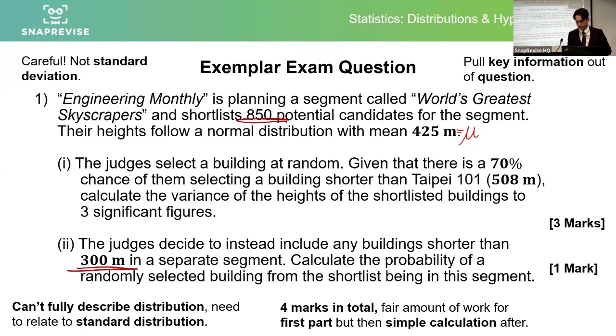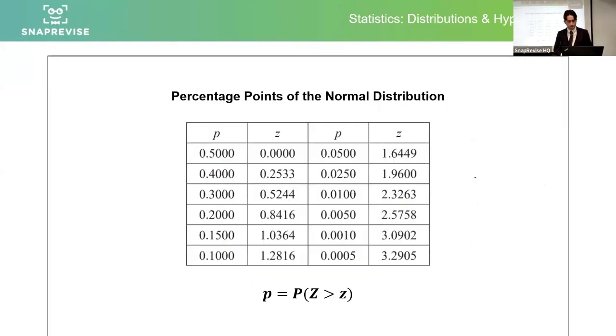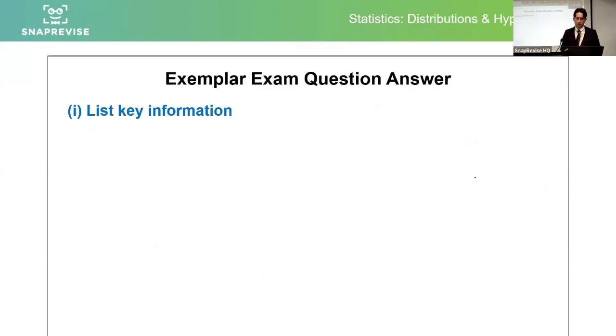And I'm scared to write over there, but we can see 70% and 508. Good. Right, so let's do this together. Now, you will be given percentage points for the normal distribution in your formula book. You've also got calculators that have this. You'll have this in your textbooks if you're practicing, but it's in the formula book. Let's look at what we've got.